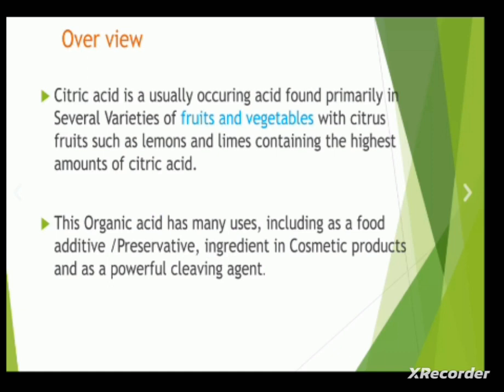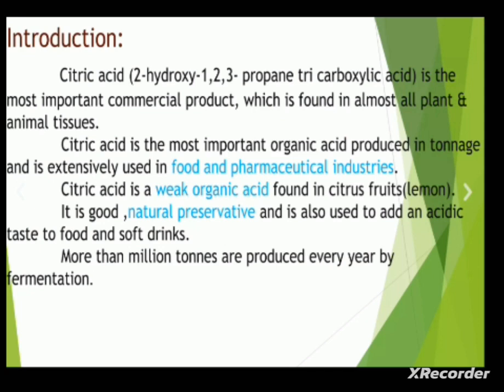And also citric acid is believed to participate in immune functions. Citric acid is the most important organic acid produced and used in the food and pharmaceutical industry. Citric acid is a weak organic acid found in citrus fruit, particularly in lemon and orange. It is a good natural preservative and is also used to add an acidic taste to food and soft drinks.